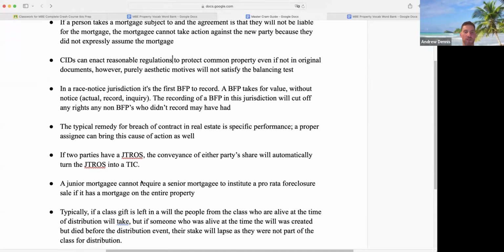The typical remedy for breach of contract in real estate is specific performance. A proper assignee can bring this cause of action as well.